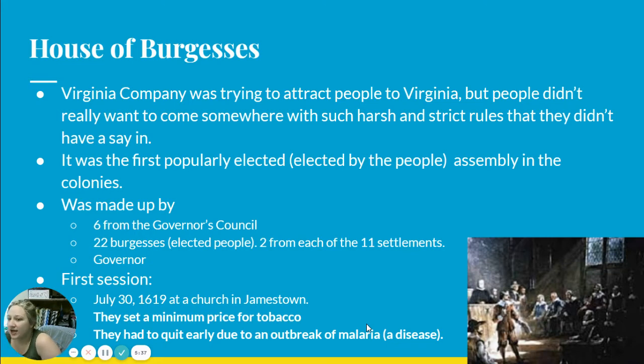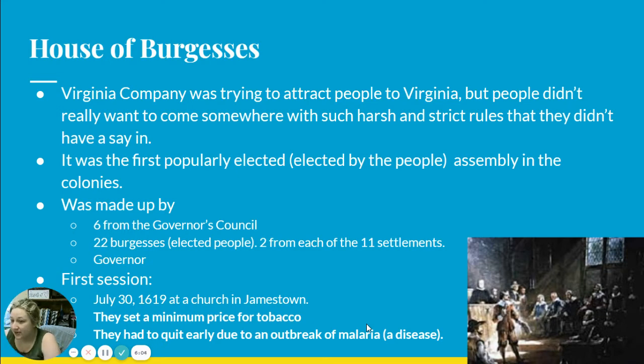So remember I said we were going to talk about the House of Burgesses? The Virginia Company was trying to attract people to Virginia, but people didn't really want to come somewhere with really harsh and strict rules, and they didn't have a say in any rules. They were under a form of martial law, which just means they had to do whatever they were told, or there would be very bad consequences.